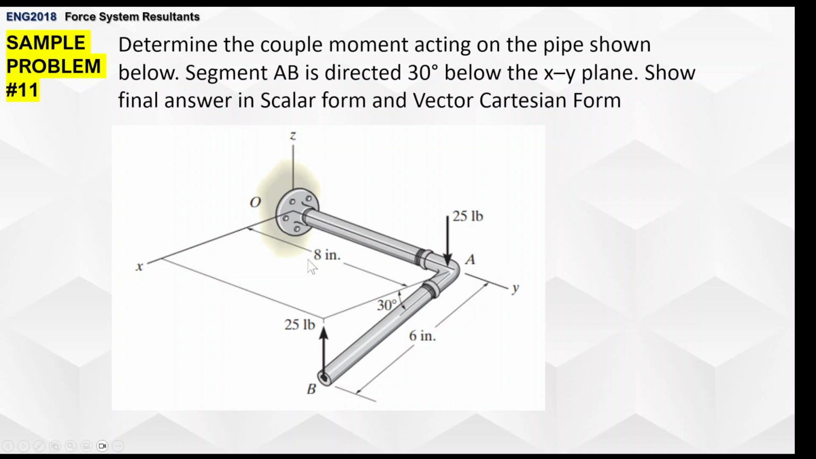Again, it didn't say about what particular axis of rotation, but we know that there's a couple moment here, which is 25 pound force going up, 25 pound force going down. Okay, and we need to know their horizontal perpendicular distance. And it's a good thing we're given an angle beta, so we can determine that directly.